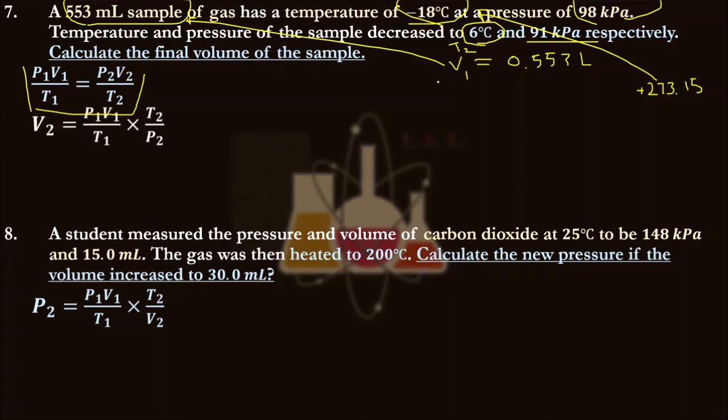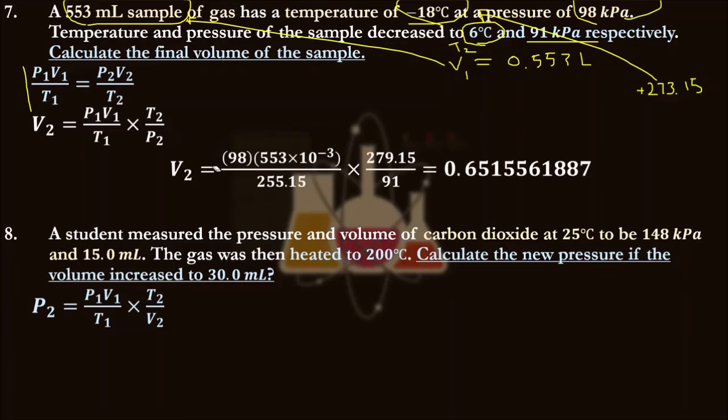So if I look on, I've essentially rearranged it so that V2 is the subject of my equation. I'll find the following answer holds true. So the volume is equal to 0.65155618887. So that's the total volume.